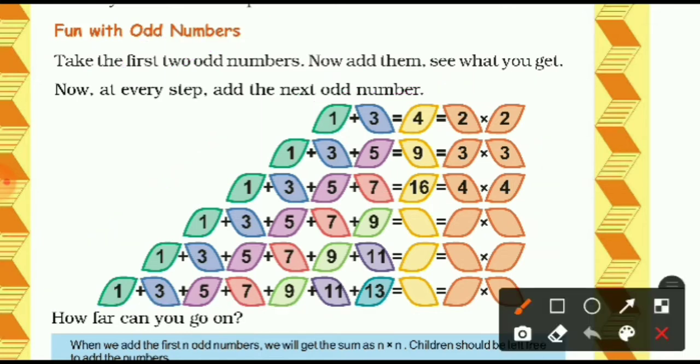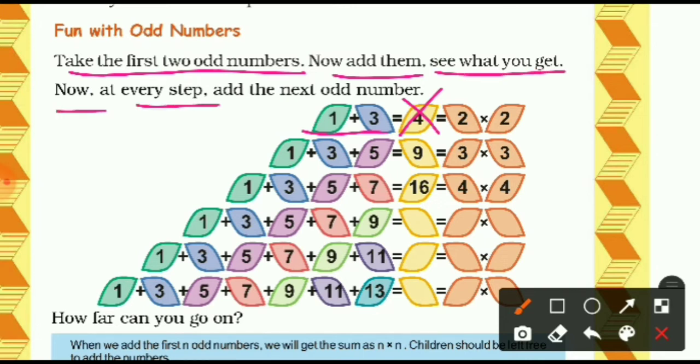The question is, take the first two odd numbers. What is the smallest odd number? 1. Then 3. Nice. So 1 plus 3 is here. Now add them. 1 plus 3 is equal to 4. Let me cross it. See what you get. We got 4.